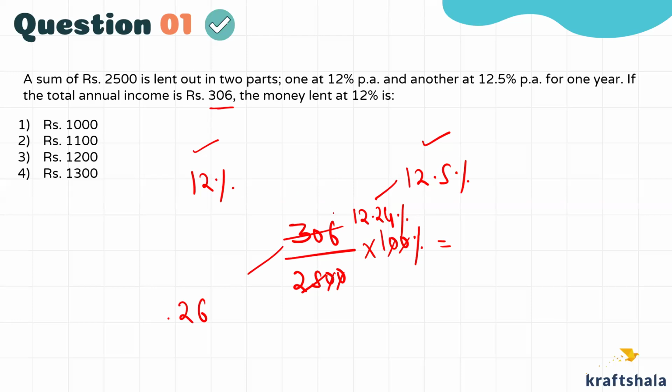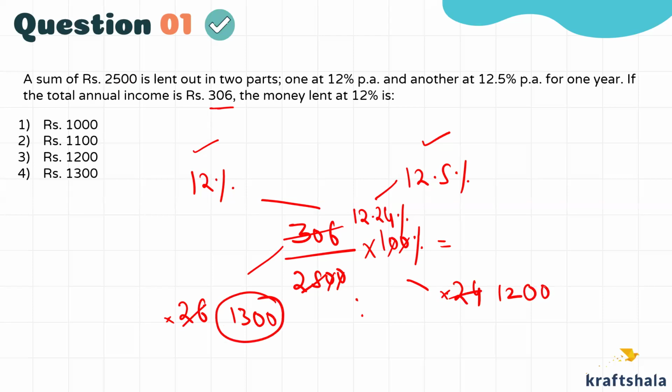0.26 and 12.24 minus 12, 0.24, the decimal points will cancel out. 26:24, which is 13:12. So the final ratio is 13:12. The amount was 2500, that means this must be 1300 and this must be 1200. The question is asking me money lent at 12%, which is 1300.